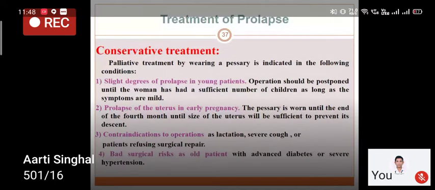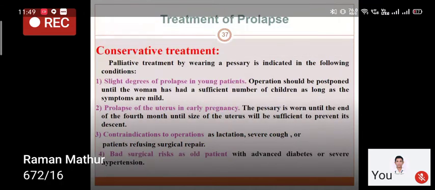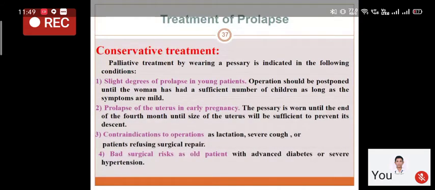Now, what is the conservative treatment? Conservative treatment means using a ring pessary. What are the indications of using a ring pessary? When do you think the patient should be given a ring pessary as a treatment for prolapse and not a definitive procedure like surgery? This is the ring pessary.